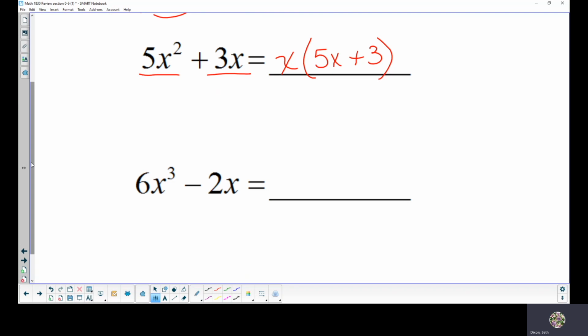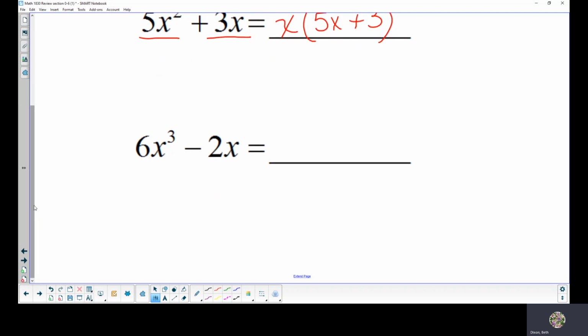Our next problem is 6x to the third minus 2x. I always check for numbers first. 6 and 2 have a common factor. 2 divides into both of those numbers. So if 2 divides into both of those numbers, that means 2 is a common factor. Then I check, and I drew the parentheses and realized I hadn't said the x because there is an x that's common. Every term has an x, and the lowest power of x is x to the first, which means that would be the common factor.